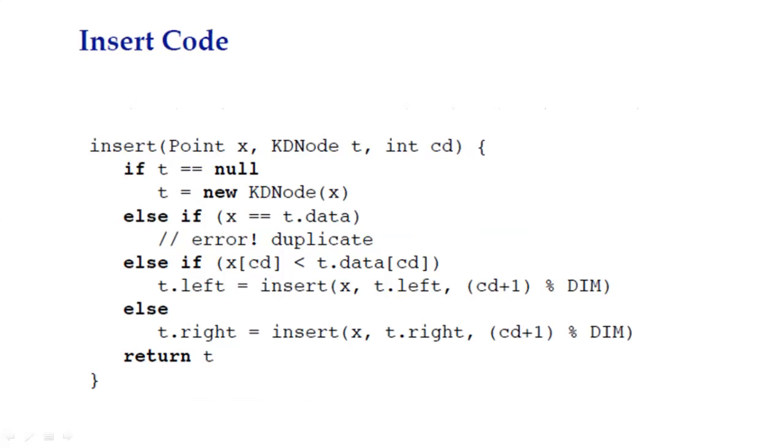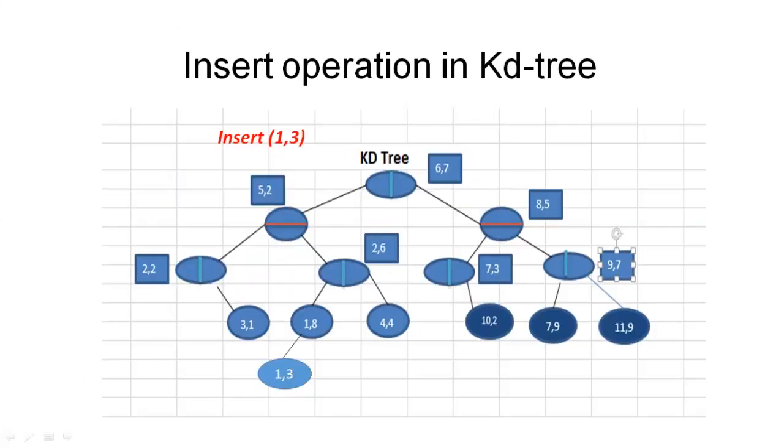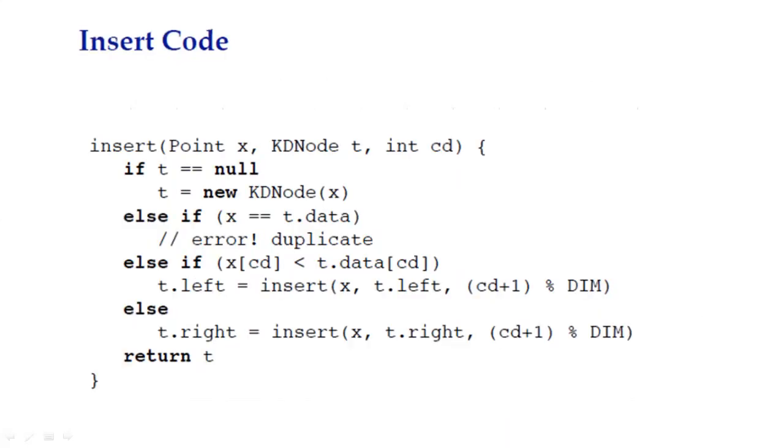And in case the value is greater, for example, let's say we want to insert 10 5. So we compare 10 with 6. 10 is greater than 6, so we continue with t dot right, on the right side. So in this way, recursively we perform the insert operation.